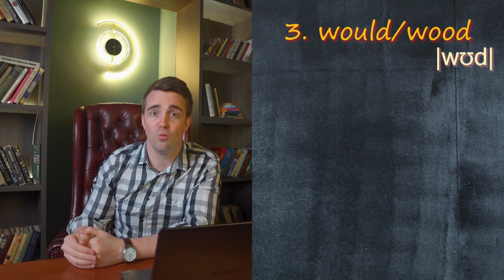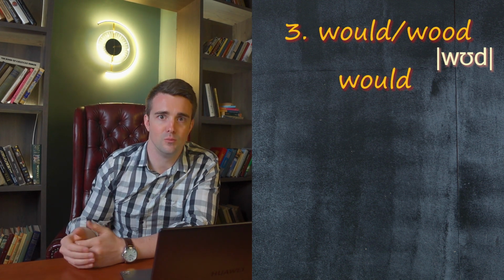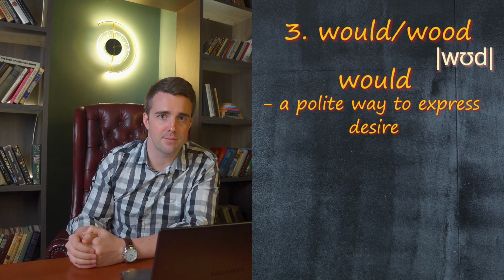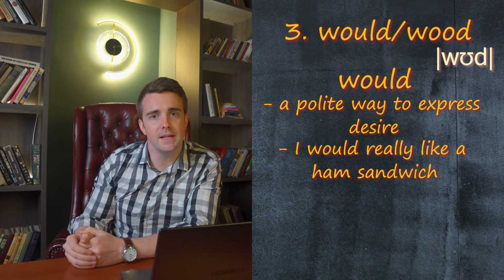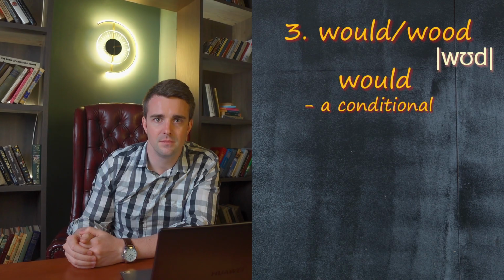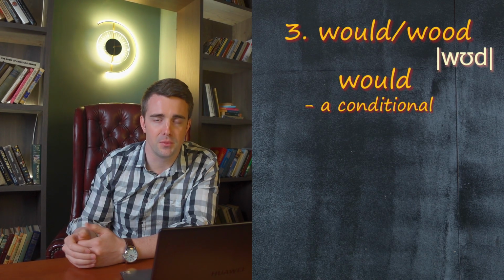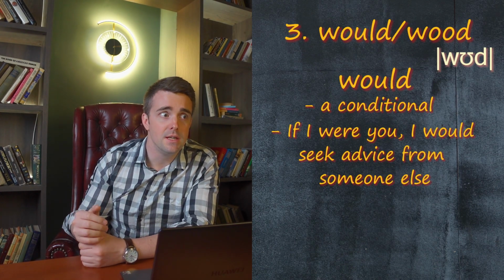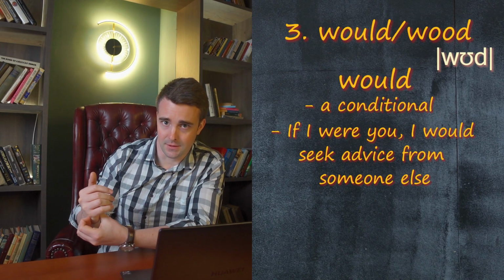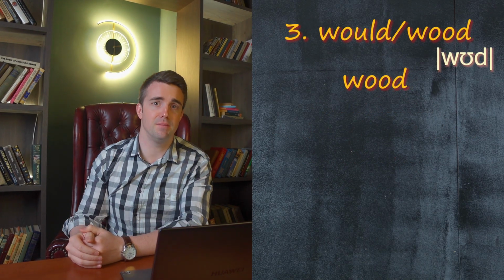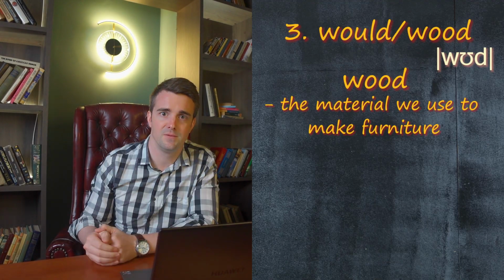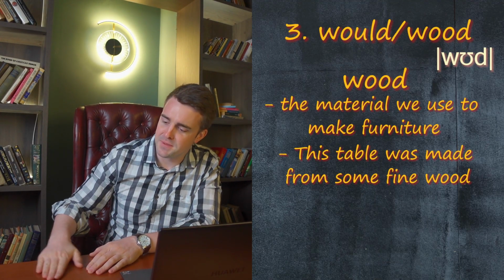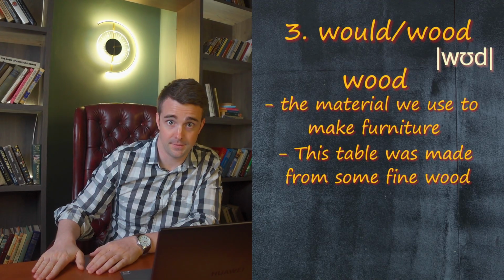Then let's look at would and wood. Would is a polite way to express desire. So for example, I would really like a ham sandwich. Or it can be a conditional. For example, if I were you, I would seek advice from someone else. But wood is the material we use to make furniture. For example, this table was made from some fine wood.